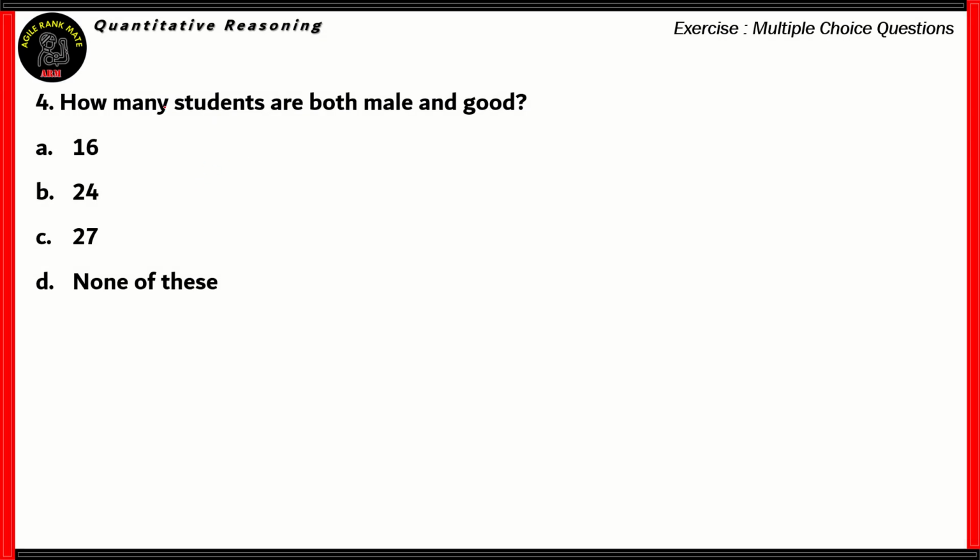Now let's look at question number 4. How many students are both male and good? So here we're asked to find the number of good male students. If you look at our table, you can see that the number corresponding with both good and male is 24. So 24 is the right answer, option B. Option A is incorrect. It does not exist in our table. Option C, 27, is the number of average females. So option C is also incorrect. And option D is incorrect because we already know that option B is the right answer.